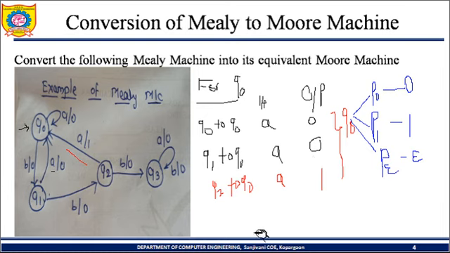So this is the first one. Now I am going to check for Q1. For state Q1, you can see there is only one incoming edge, that is Q0 to Q1.